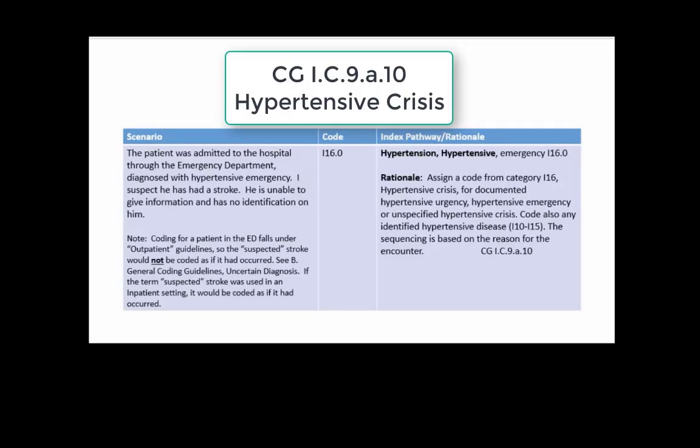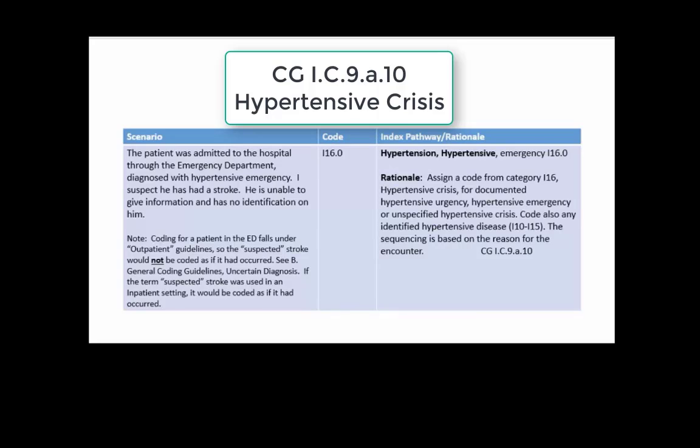The patient was admitted to the ER, diagnosed with hypertensive emergency. I suspect he's had a stroke. He's unable to give information and has no ID on him. I have a couple of things I want to bring to your attention in this scenario. First of all, when you're coding for the emergency department, this falls under outpatient guidelines. So the fact that a doctor says he suspects that the patient's had a stroke, you do not code that stroke as if it's occurred.